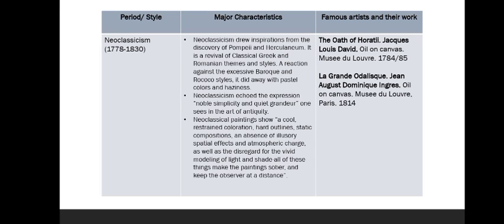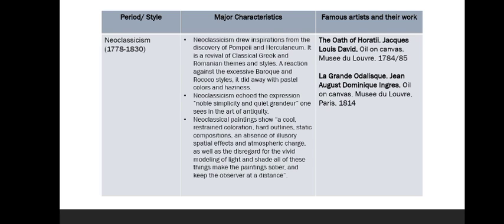Neoclassicism drew inspirations from the discovery of Pompeii and Herculaneum. It is a revival of classical Greek and Roman themes and styles, a reaction against the excessive Baroque and Rococo styles. It did away with pastel colors and haziness.